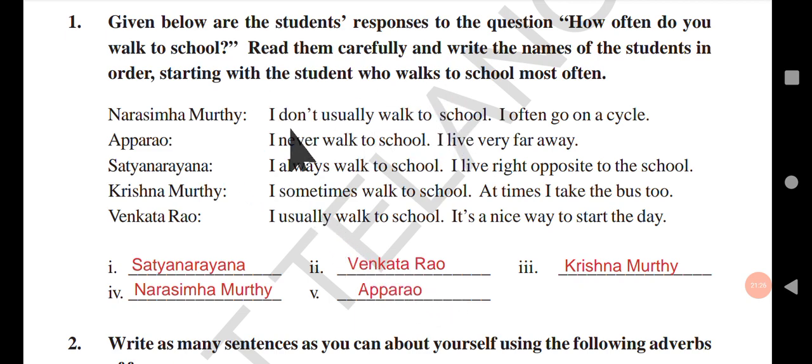Next, I don't usually walk to school. Okay, I always walk to school. This will become the first one. He always walks to school. That is the first person. Next one, I usually walk to school. Usually in the sense now and then. Sometimes in the sense rarely. So usually comes in the second place and sometimes comes in the third place. That is Krishnamurti. Next one, the only remaining one is Narsimhamurti. I don't usually walk to school. I often go on a cycle. That means sometimes he goes on cycle, sometimes he walks. So that is the fourth one. This is the order of the names here.